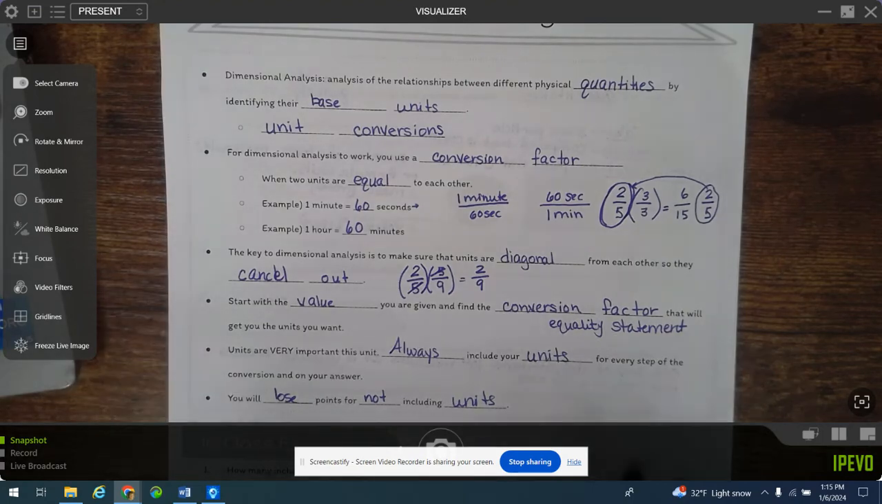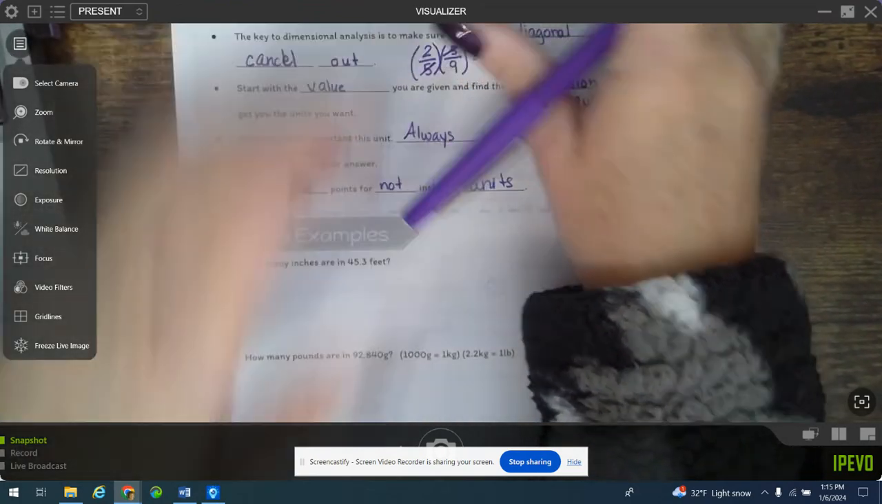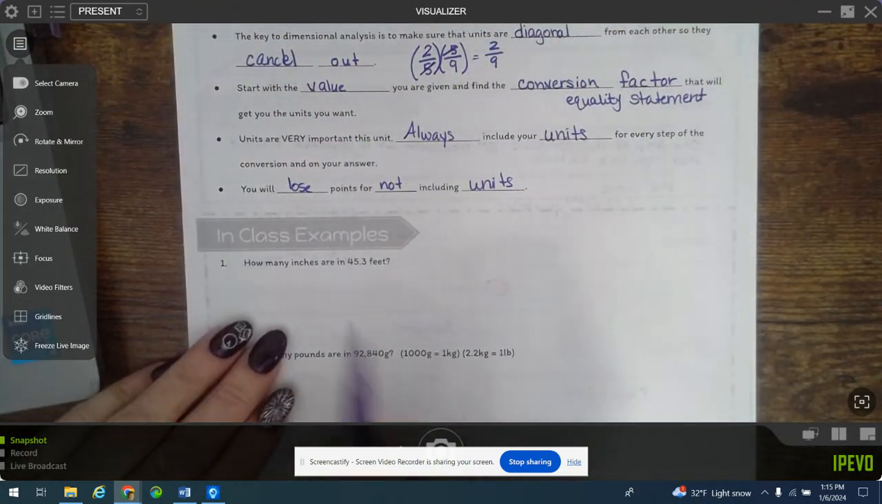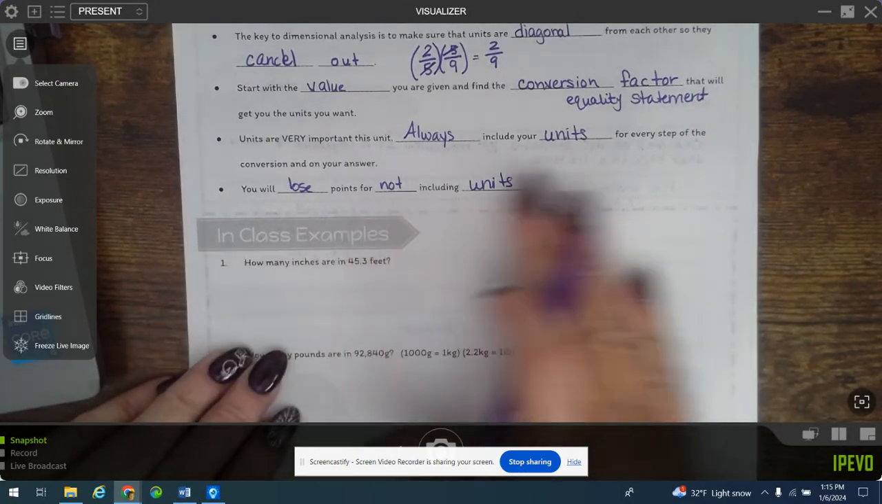All right, so let's do a couple of examples. This question says, how many inches are in 45.3 feet?